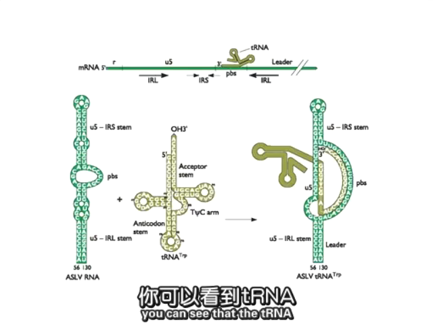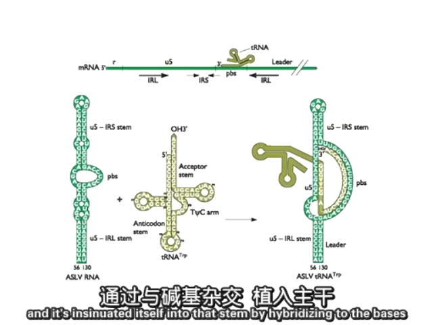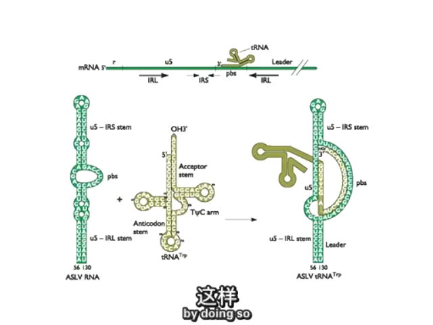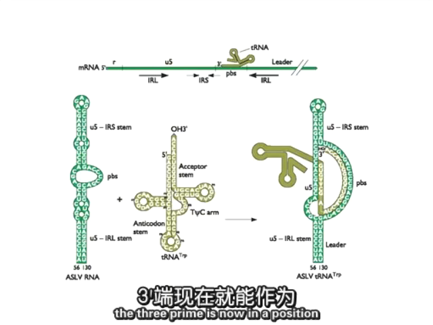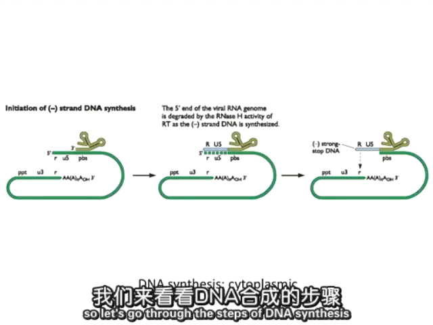You can see that the tRNA has melted the middle of the stem of the RNA, and it's insinuated itself into that stem by hybridizing to the bases. By doing so, the 3' end is now in a position to act as a primer for viral DNA synthesis. So let's go through the steps of DNA synthesis.